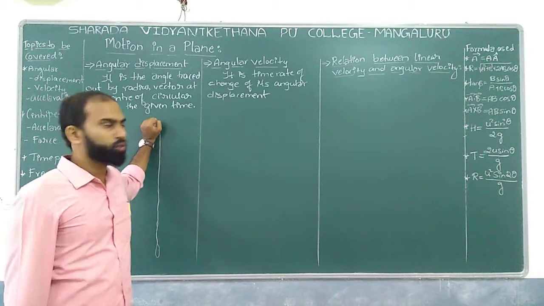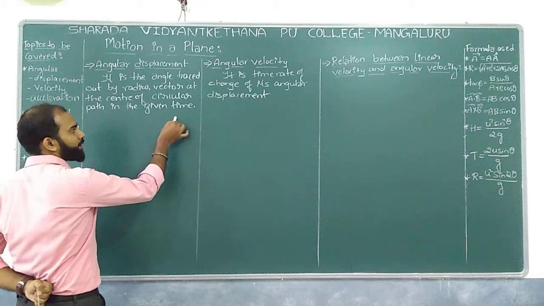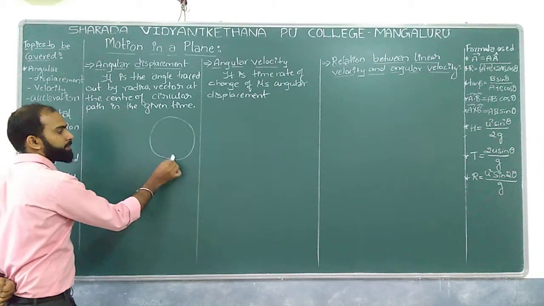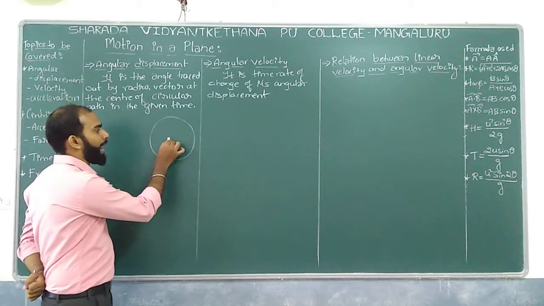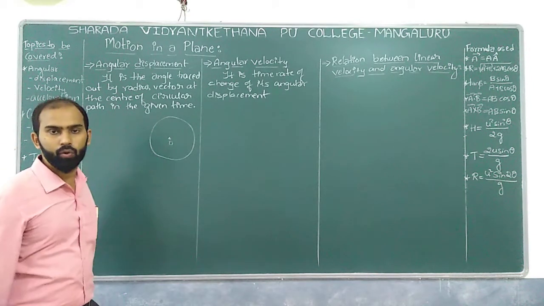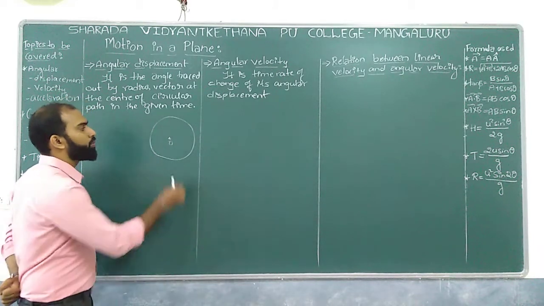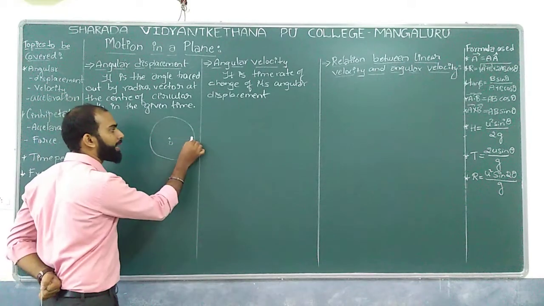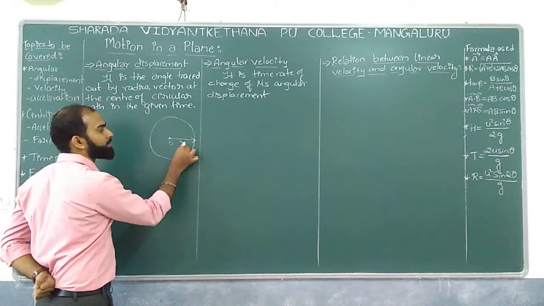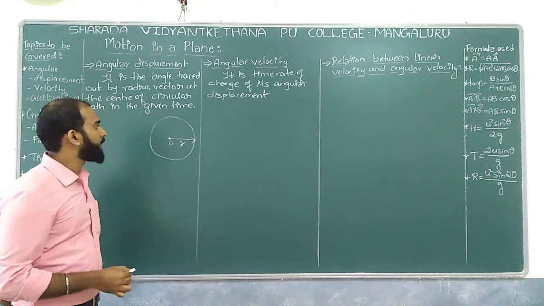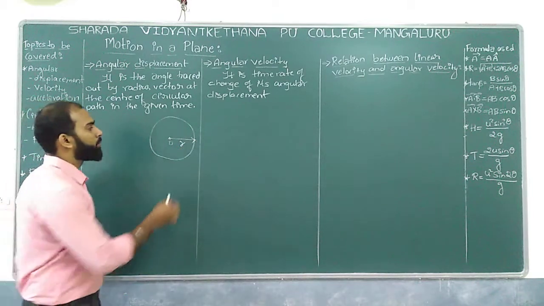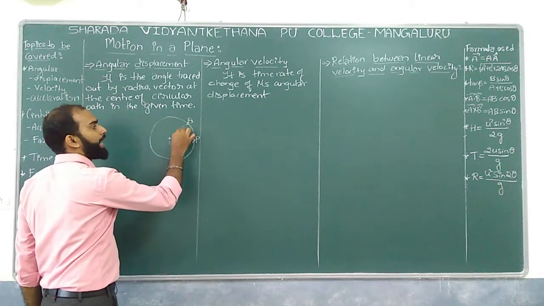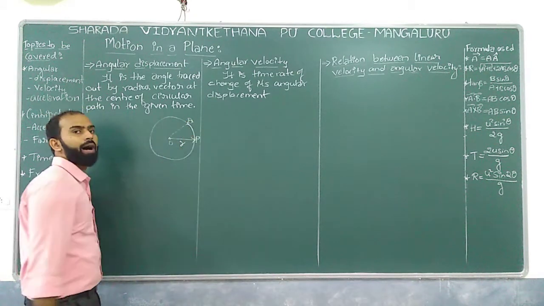If you have a circular motion somewhat like this, let us take O as the midpoint of the circle. Obviously it is a circle, so it should have some radius. Let us take R as the radius. Now, the body which was at P has covered a distance to Q, and if I join this, we have one R over here.